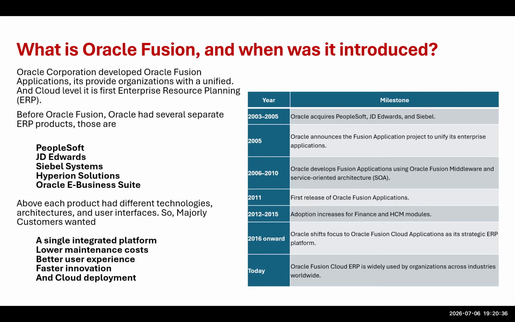Before Oracle Fusion, Oracle had several separate ERP products: PeopleSoft, JD Edwards, Siebel Systems, Hyperion Solutions, and Oracle E-Business Suite. Each product had different technologies. For example, PeopleSoft and Oracle E-Business Suite each had different technologies to implement and use.